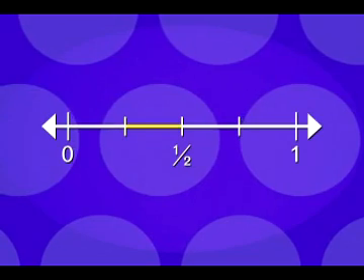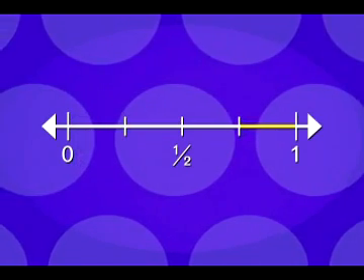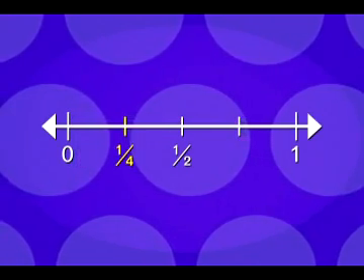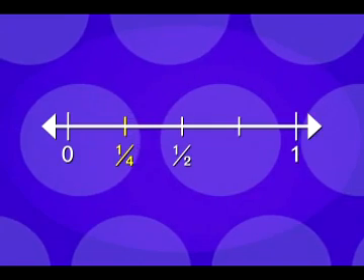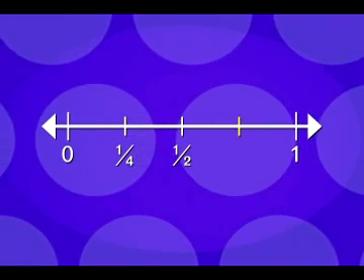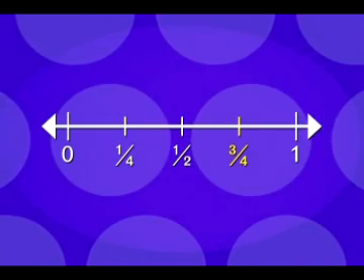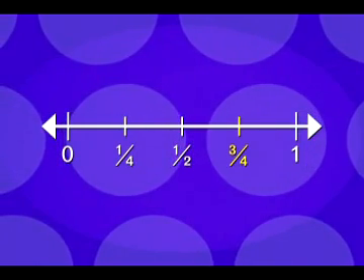Notice 2 other marks between 0 and 1. These marks divide the unit distance into 4 equal pieces. So the one closest to 0 is 1/4 of the way from 0 to 1. That's 1/4, another fraction. The one between 1/2 and 1 is 3/4 of the way from 0 and 1. That's 3/4, yet another fraction. We can put fractions between each two numbers on the number line.